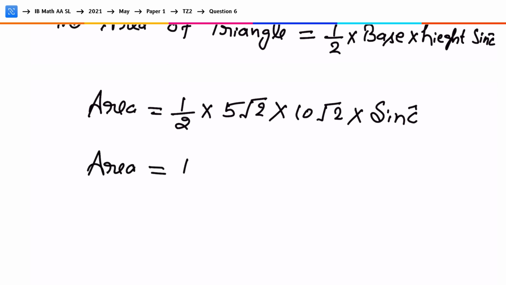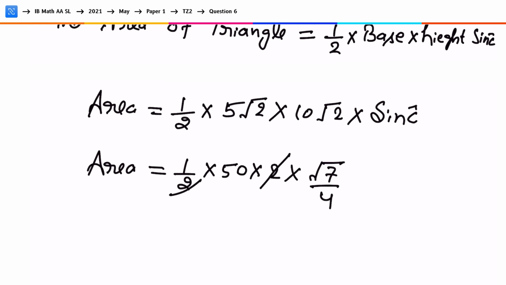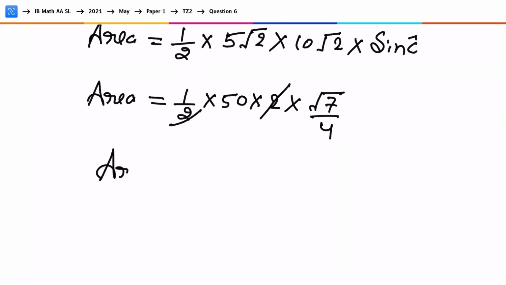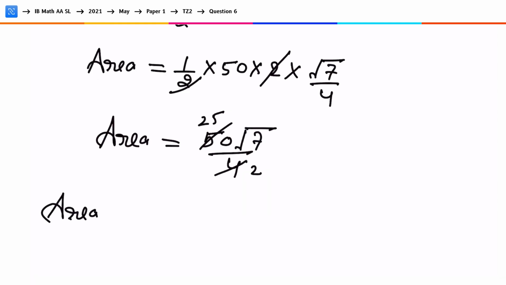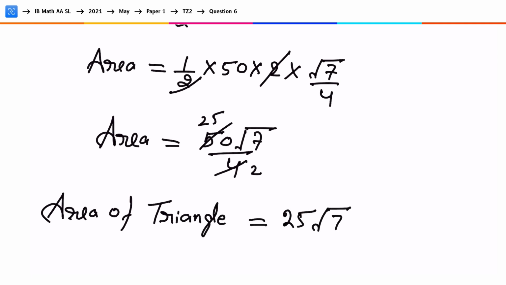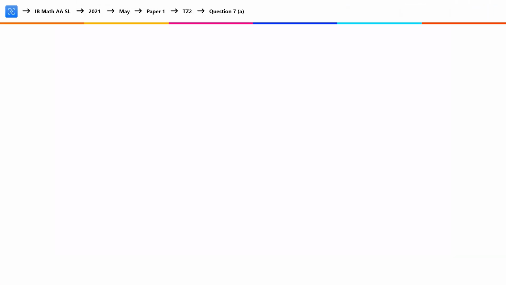Area is equal to 1 divided by 2 times 50, times 2, times the square root of 7 divided by 4. After both side 2 by 2 canceled, simplifying, area is equal to 50 times the square root of 7 divided by 4. The area of the triangle is equal to 25 square root 7 divided by 2. This is our final answer for question 7, part A.